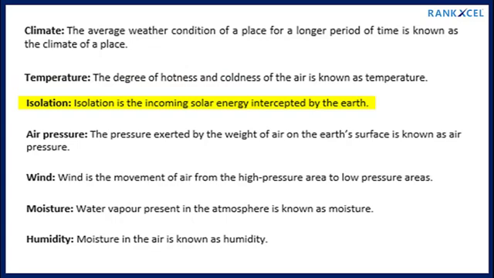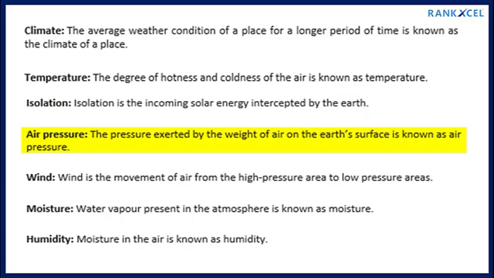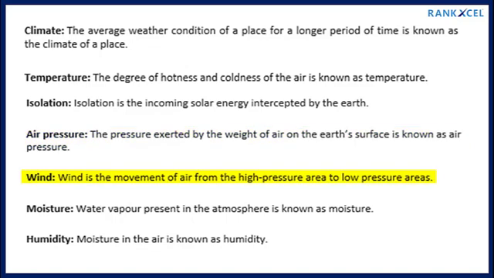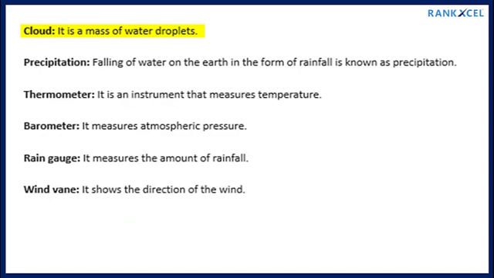Insolation. Insolation is the incoming solar energy intercepted by the Earth. Air pressure. The pressure exerted by the weight of air on the Earth's surface is known as air pressure. Wind. Wind is the movement of air from the high pressure area to low pressure areas. Moisture. Water vapor present in the atmosphere is known as moisture. Humidity. Moisture in the air is known as humidity. Cloud. It is a mass of water droplets. Precipitation. Falling of water on the earth in the form of rainfall is known as precipitation.